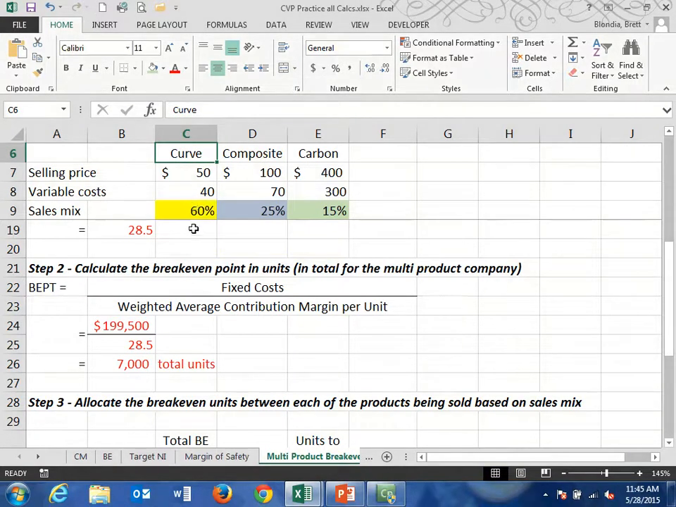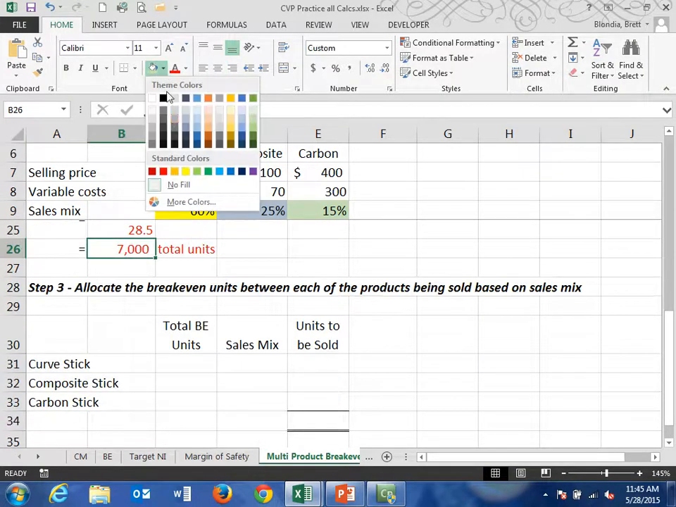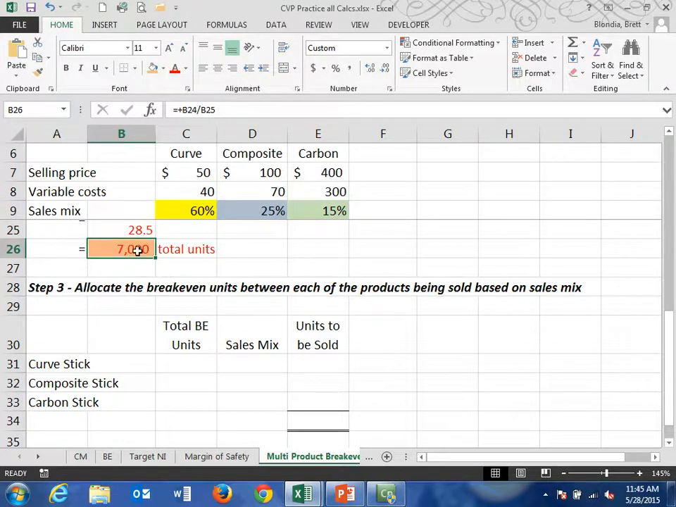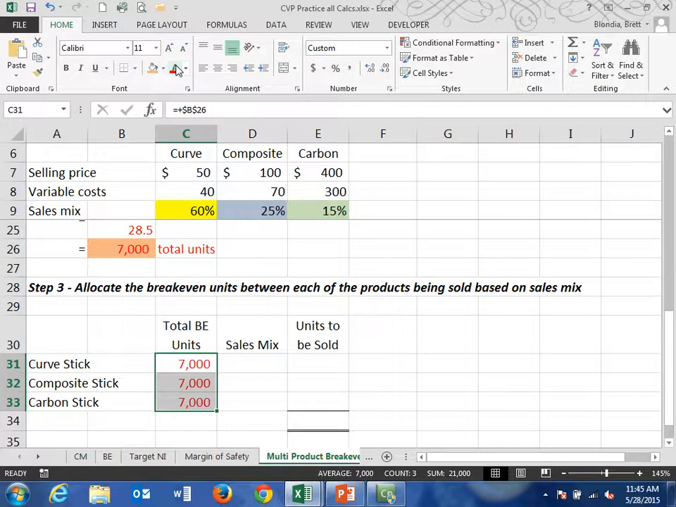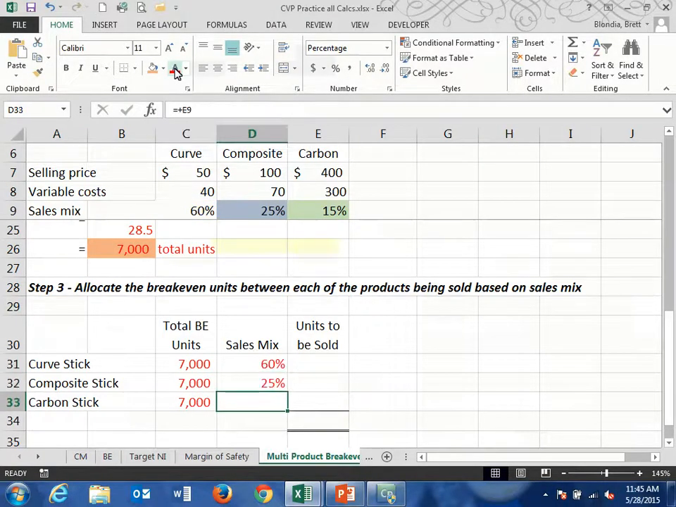Okay? So what we need to do is take these 7,000 units and allocate them to the curve, the composite, and the carbon. So I list the models down here that I need to allocate to, and I'm going to take 7,000 units, because that's the total that we need to manufacture, and allocate them to each of these based on the relative sales mixes. The curve sticks represent 60% of our sales, the composites represent 25%, and the carbon represent 15% of all sales.